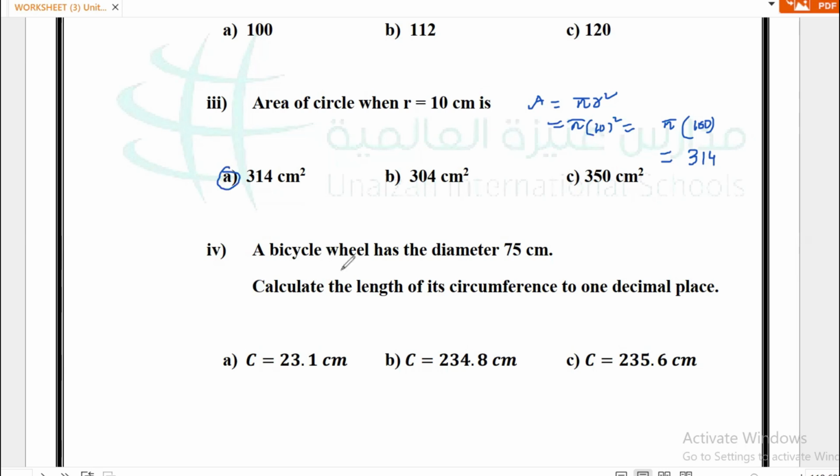And next, a bicycle wheel has the diameter 75. So calculate the length of its circumference. So we know the formula of circumference is pi d as well. 2 pi r will work also. So here pi d is okay for us. Then diameter is given, which is 75. So if we check in calculator, shift pi multiply by 75, that gives us 235.6. So this is 235.6. That means this is the correct answer.